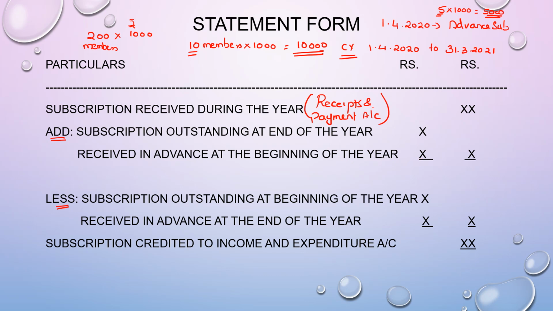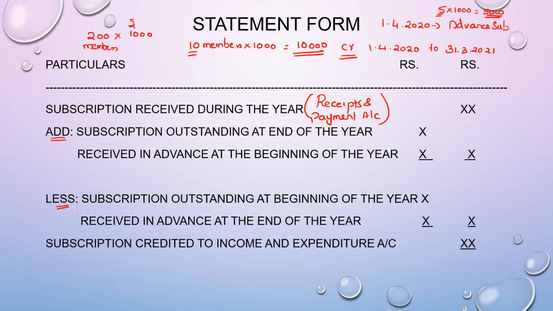So to whatever has been received, we add this amount because this is not received now but was already received in the previous year. So this is why we add outstanding at the end of the year and received in advance at the beginning of the year.